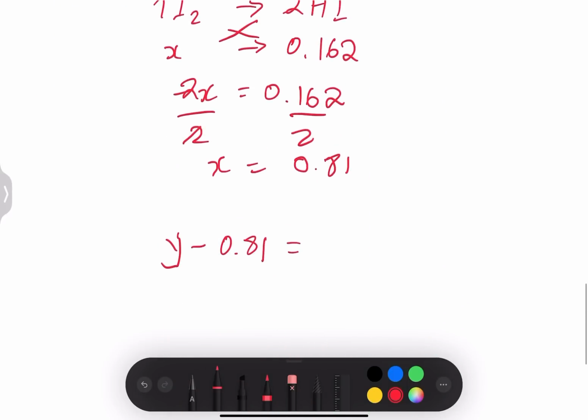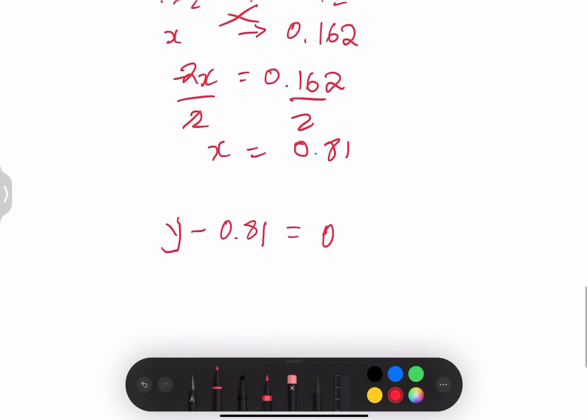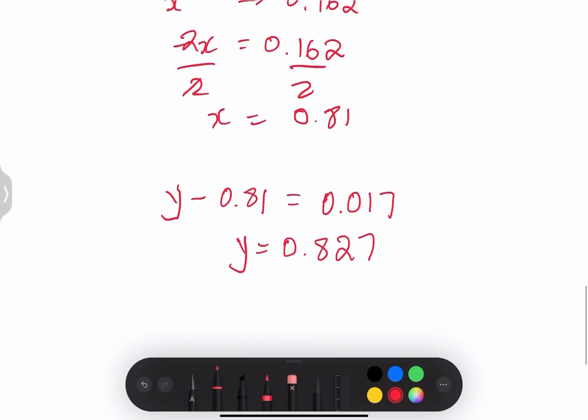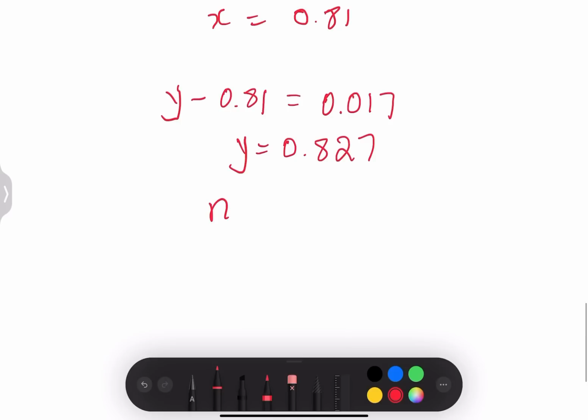So that would be 0.017. It means that our initial amount of iodine in moles would be the addition of that. So that would be 0.827. But of course, if you want to round this off, the number of moles of iodine would be equal to 0.83 moles. This would be the initial moles.